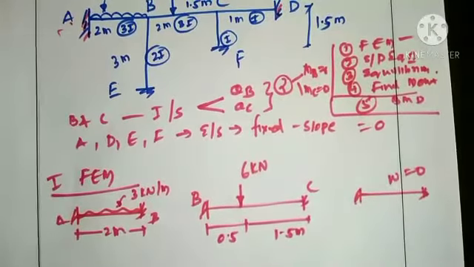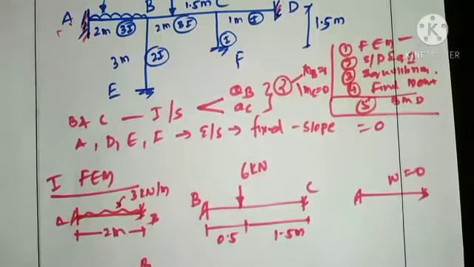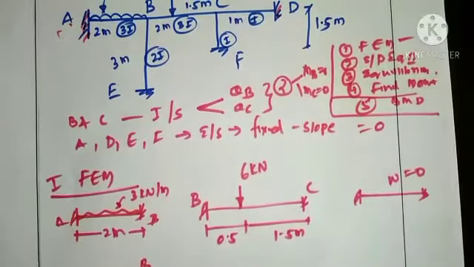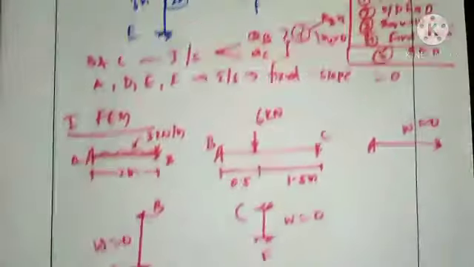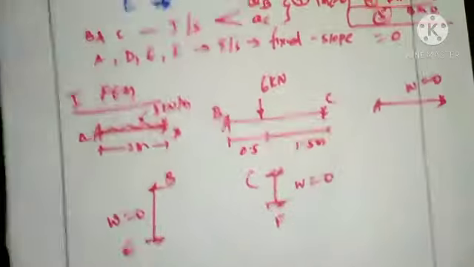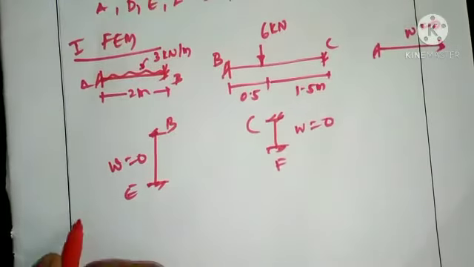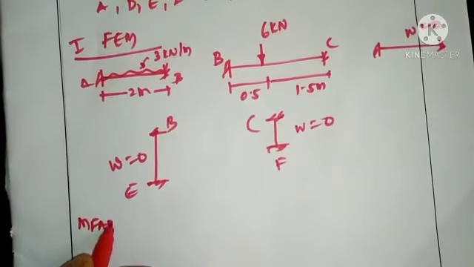Then further B and E, which will be classified as both fixed. Again W will be 0 for B and E. C and F, again W will be 0 for C and F. So B and E, C and F are the fixed end moments that we are going to calculate. When I consider A and B, I will write it as MFAB.